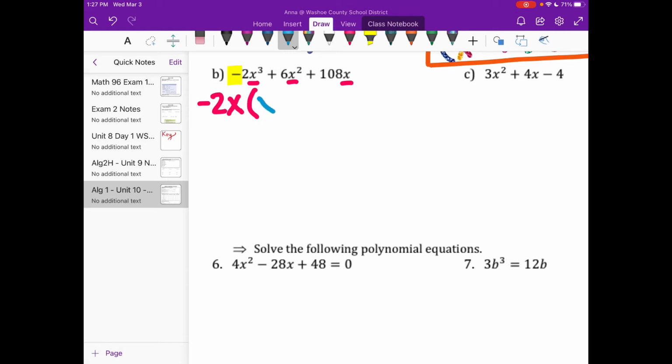x. So negative 2 divided by 2 is 1. When you lose an x, you just have x squared. 6 divided by negative 2 is negative 3x. And then 108, oh my gosh, divided by 2, that's going to be negative 54.